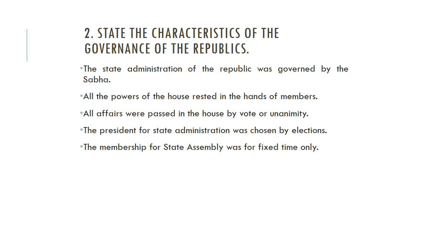All affairs were passed in the house by vote or unanimity. When the affairs were passed, the decisions were taken by vote, where the majority wins, or by unanimity. If everyone agrees, that decision will be taken. The president for state administration was chosen by elections, and the membership for the state assembly was for a fixed time only.